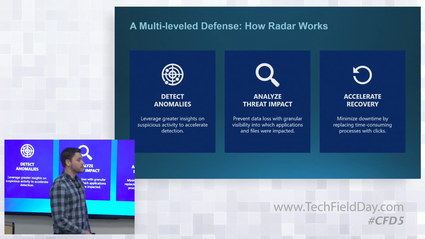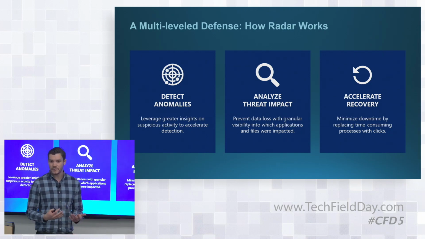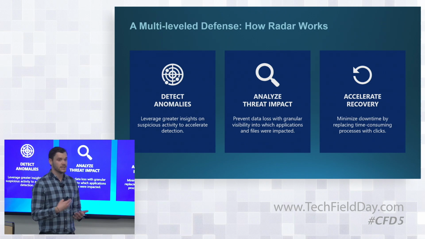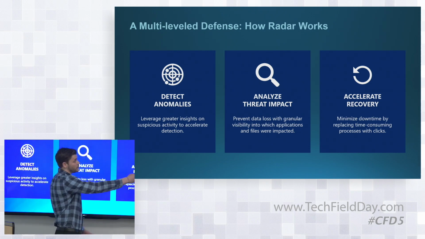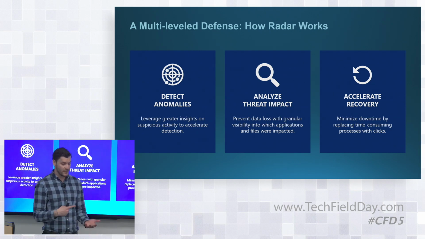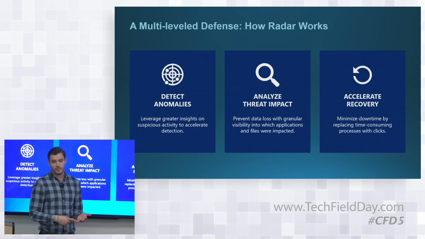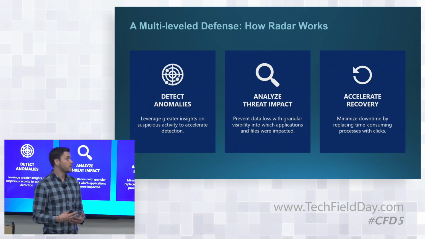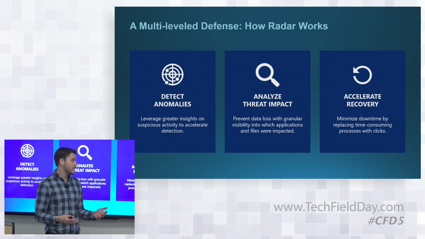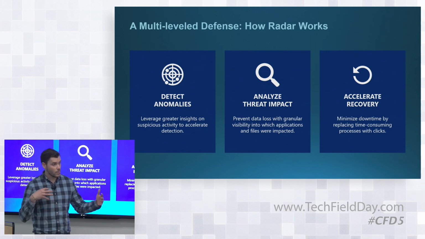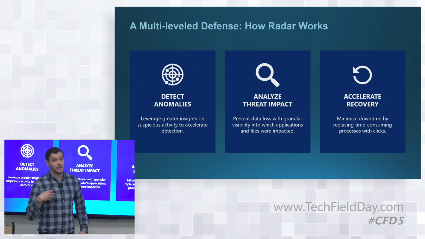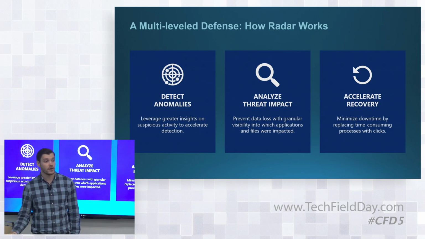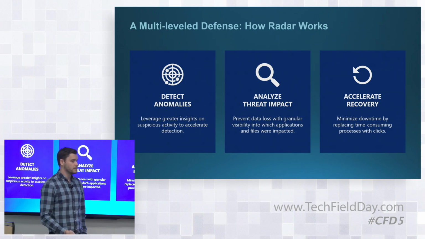So how does Radar work? At a high level, what Radar does is it analyzes the change that occurs on any given system. And it uses that change for the three purposes outlined here. First, it uses it to detect anomalous activity on any given system. Then it'll surface up that change to the user, allowing them to quickly understand the impact of the attack. And finally, once the user has figured out what has changed, be able to use that information to ultimately recover the data back as quickly as possible.